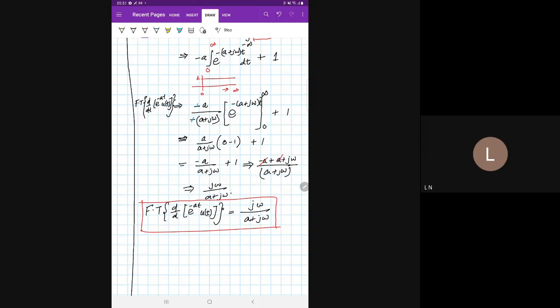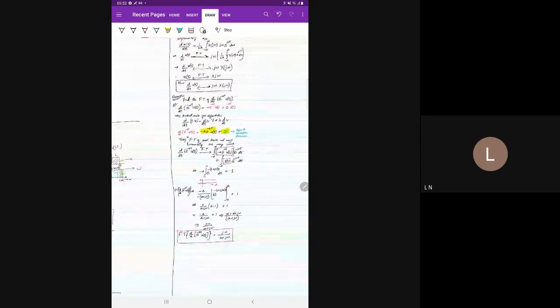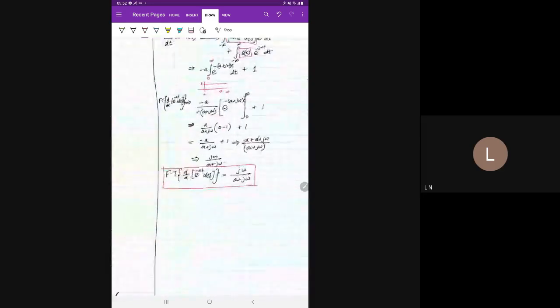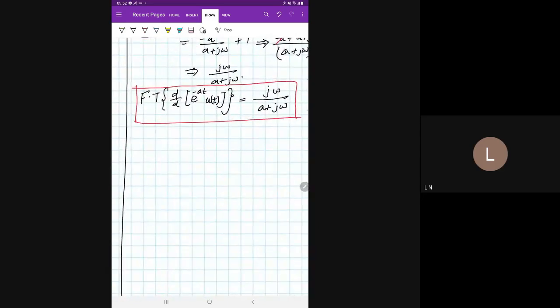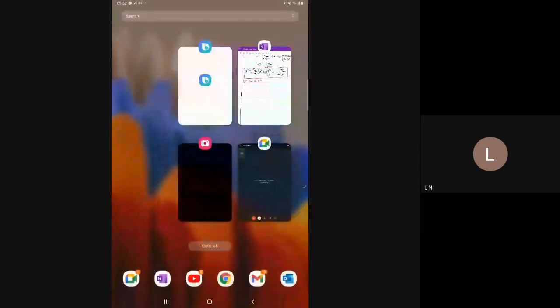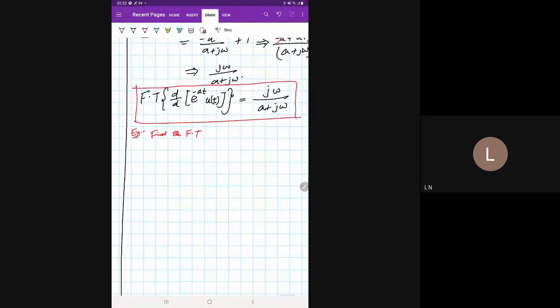This is the Fourier transform of e raised to power minus at into u of t. We have now another example. The question says, find the Fourier transform of x of t, where x of t is equal to e raised to power minus 4 mod of t.